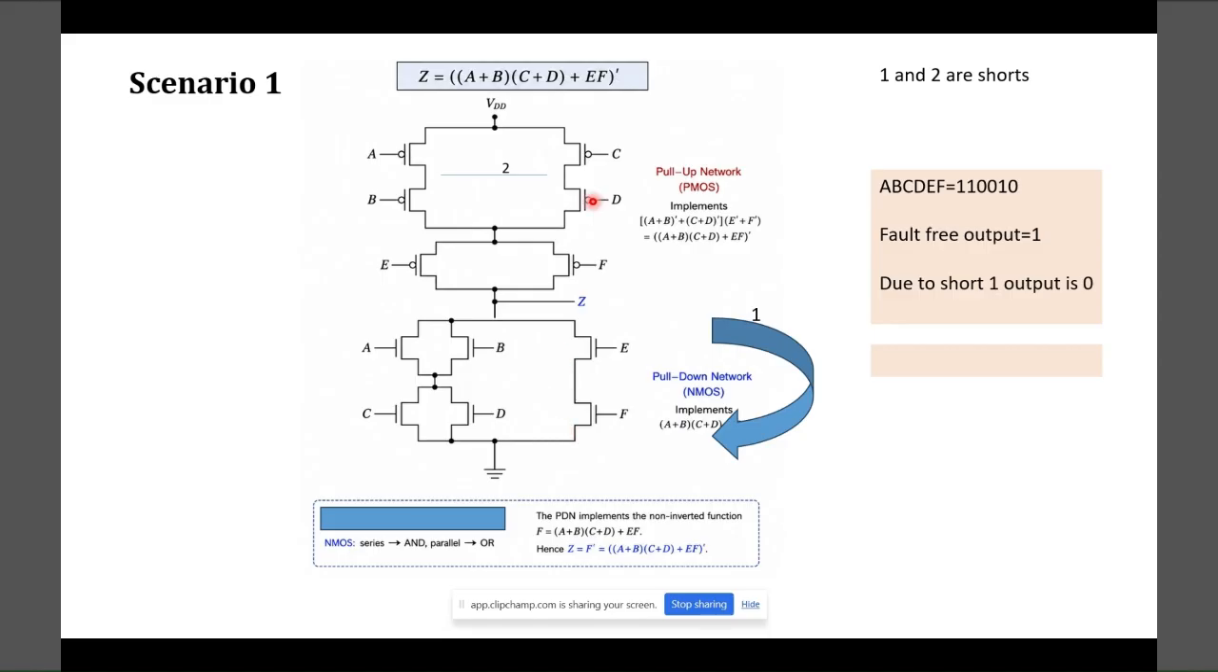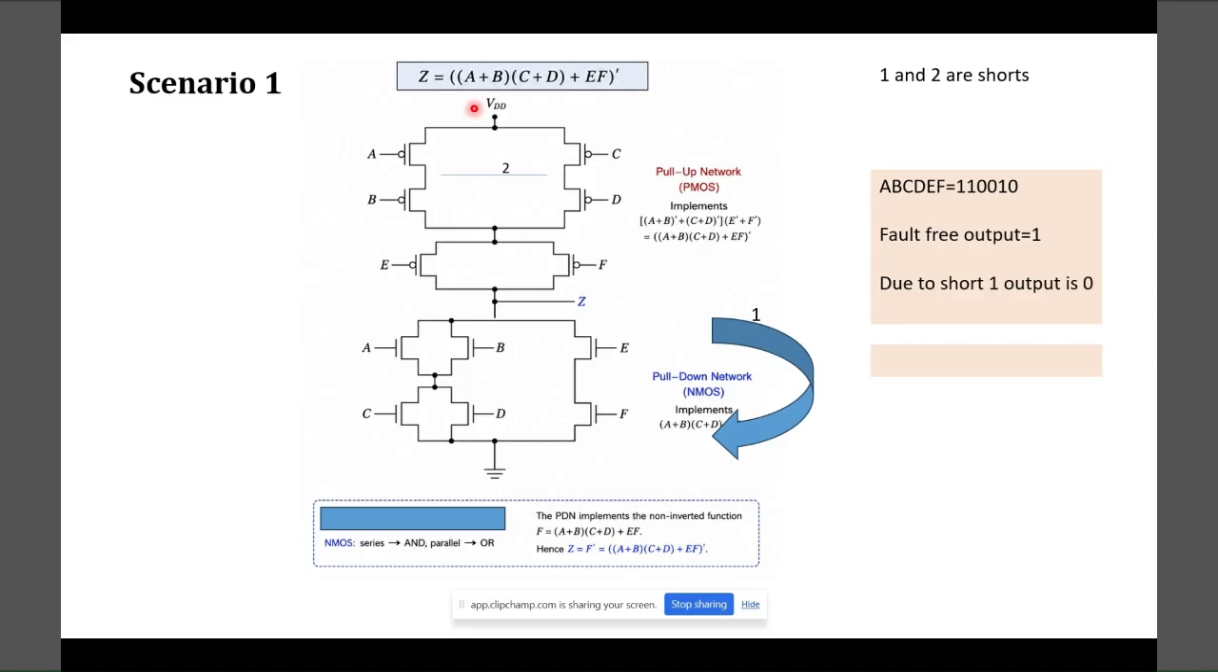So 2n transistors are used for CMOS realization, n being the number of inputs. Here n is 6, so 12 transistors are used for construction: 6 PMOS transistors and 6 NMOS transistors. And how are the transistors connected? That again depends upon some basic laws. For NMOS transistors, the AND gate is realized using series combination. The OR gate is realized using parallel combination.